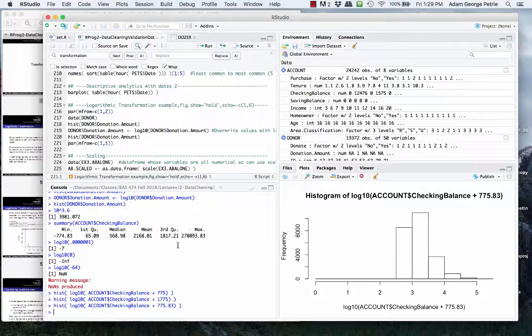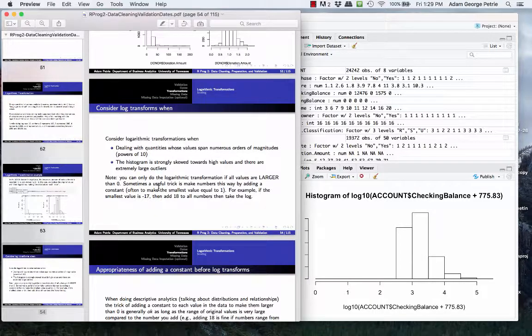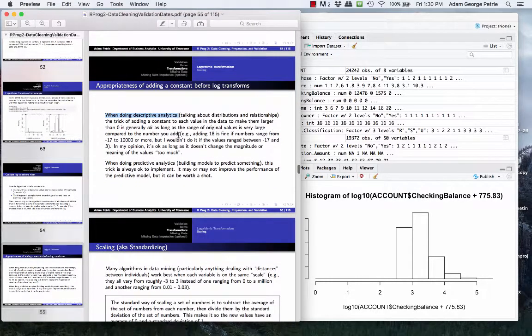Now, for checking balances, adding in $776 to every account here is a pretty big change for a lot of these accounts. The median is only 570, so we're more than doubling the amounts in half the balances there. But it might be just what we end up having to do if we want to use this trick here. So my general rule of thumb is that, yeah, you can always do this when you're doing predictive analytics, but be a bit careful when doing descriptive analytics that you're not changing the values too much.